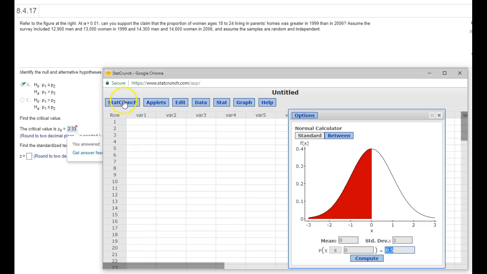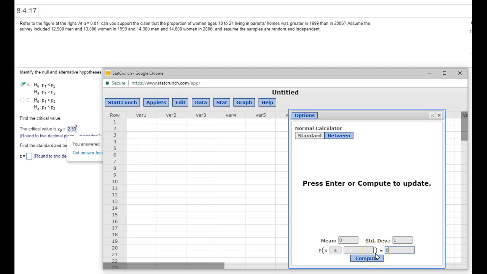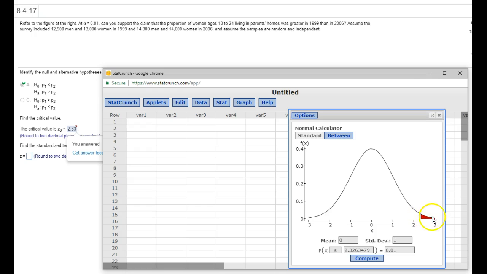So first off, it's a right tail test. We can see it's a right tail test, so we want greater than, we want the right tail. And we want the right tail to be equal to alpha, so that's 0.01. And so there we go. The right tail is 0.01, and there's our critical value. Remember, the critical value is where the area to the right of the critical value is alpha. Since we're dealing with normal distribution, this is how you do it.